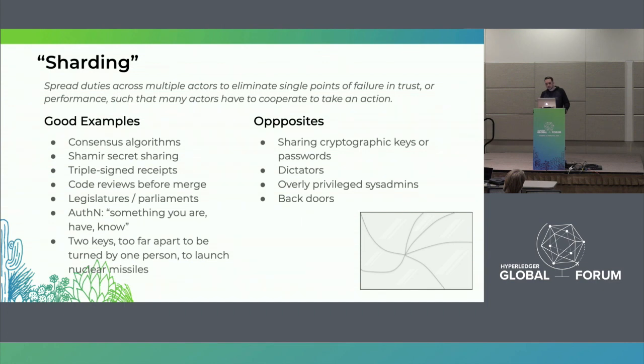So the opposite of this pattern would be something like sharing keys or passwords. In human government, dictators are the opposite of this kind of pattern. Having overly privileged sysadmins is kind of an example of the opposite of this pattern. And having backdoors is the opposite of this pattern because it lets you short circuit the sharding.